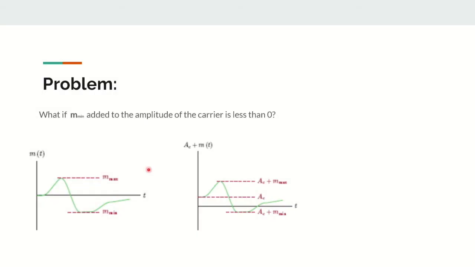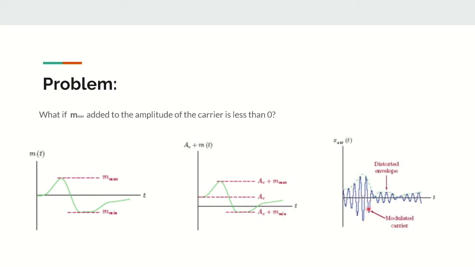However, we do run into a problem with this that you may have seen on the last slide. If the minimum amplitude of our message signal added to the carrier amplitude is less than 0, or if AC plus M of t is less than 0 here, we will distort our envelope. So our actual signal that we want to extract is going to be here. However, our signal that we will extract is going to be distorted to what the green line is right now. So let me just grab the laser pointer. Right here it's going to go up, and here it's going to become distorted.